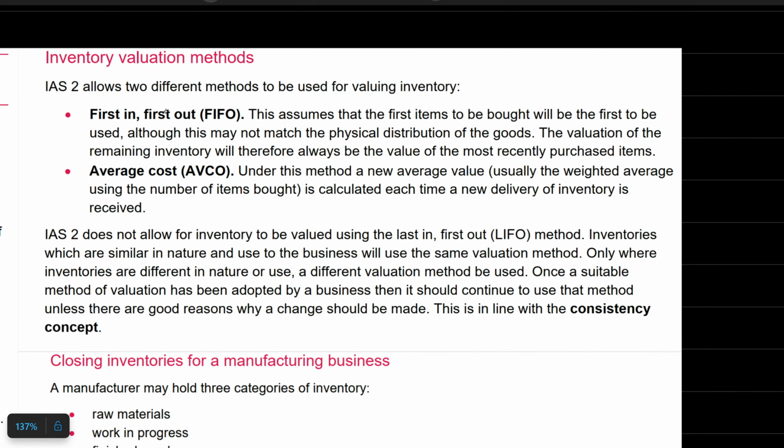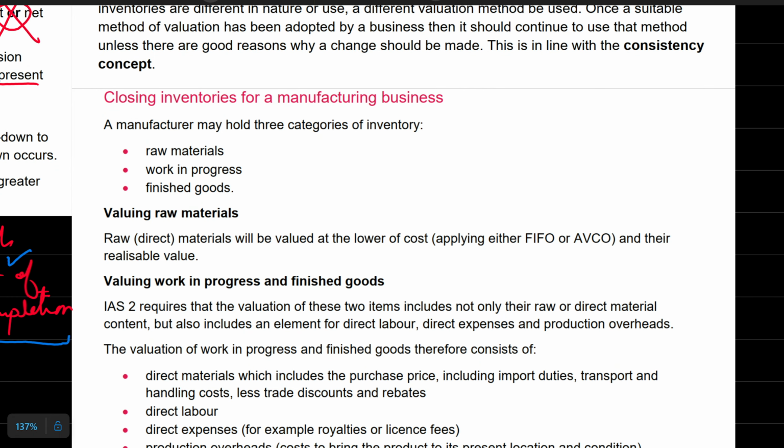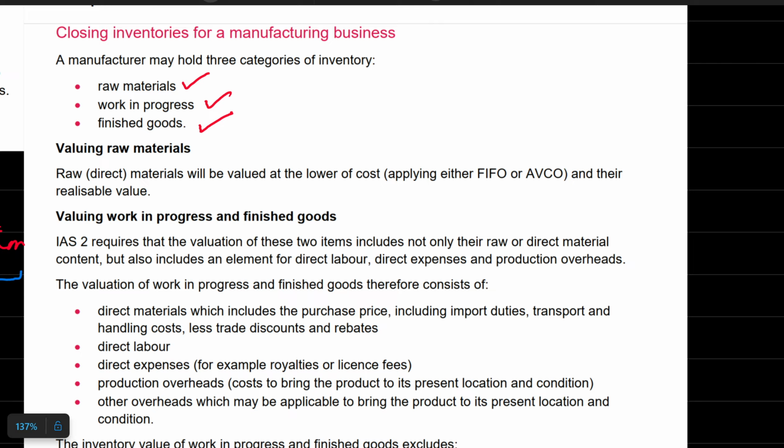IAS 2 allows two methods of inventory valuation, first in first out and weighted average cost method, while last in first out is not allowed to calculate the cost of inventory. As we already discussed, there might be three types of inventories: raw materials, work in progress, and finished goods. IAS 2 states raw material inventory can be valued at lower of cost, where cost can be calculated using FIFO or weighted average cost, and net realizable value.